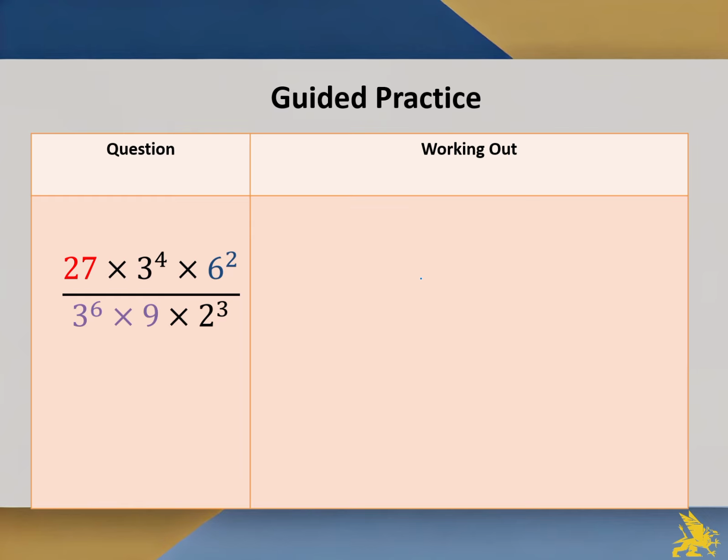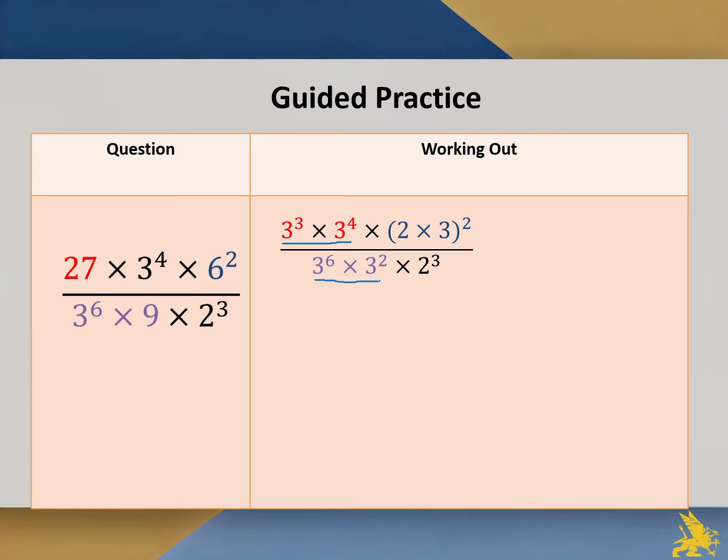So that means we've got 27. I can say 3 times 3 times 3. 6 can turn into 2 and 3. 9 can be 3 squared. So now I've done this, I'm going to simplify before I worry about this bracket. So I can simplify this part here because they both have a base of 3, and I can simplify this because they both have a base of 3.